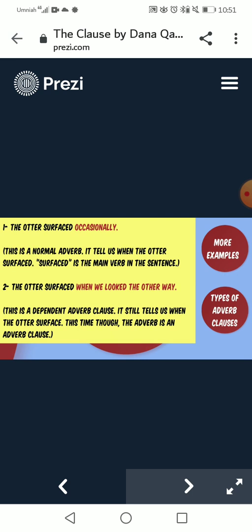Well, in the second example, "The otter surfaced when we looked the other way." Now, the phrase "when we looked the other way" is a dependent adverb clause. It still tells us when the otter surfaced. This time though, the adverb is an adverb clause. We have "when we looked the other way." All these words act in this sentence as a dependent adverb clause describing the verb "surfaced."